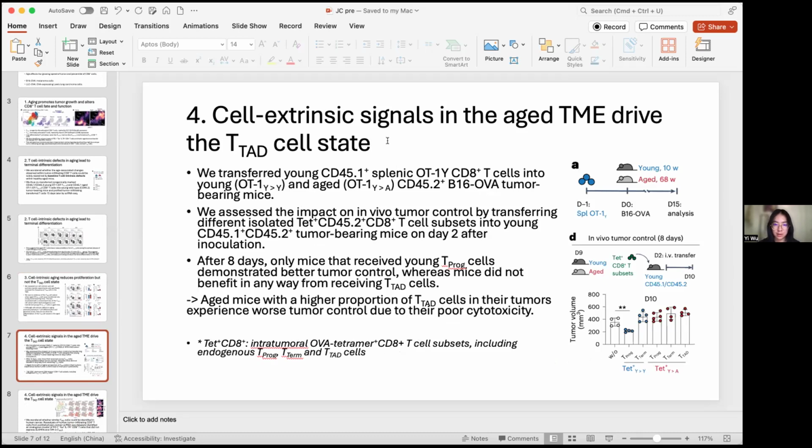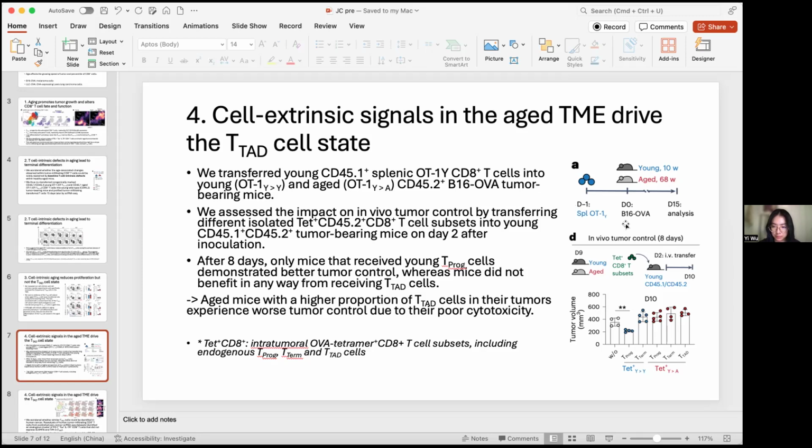To investigate how the extrinsic signals affect the cell state, they do the exact opposite of the intrinsic experiment, which means that they only take the young OT1 cells, and then give the young OT1 cells different microenvironments. So they inject them into both young and aged tumor-bearing mice, and then see if that makes a difference.